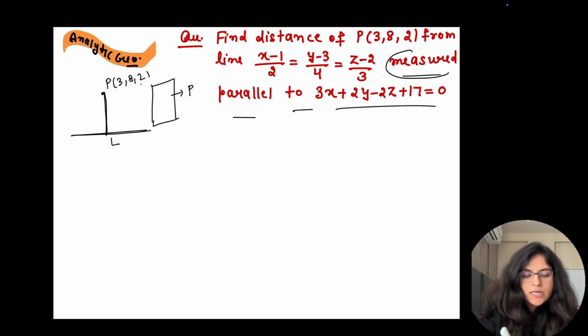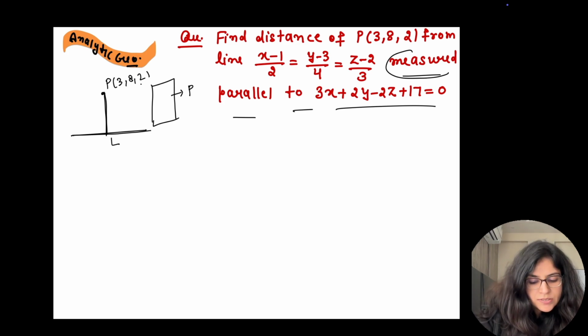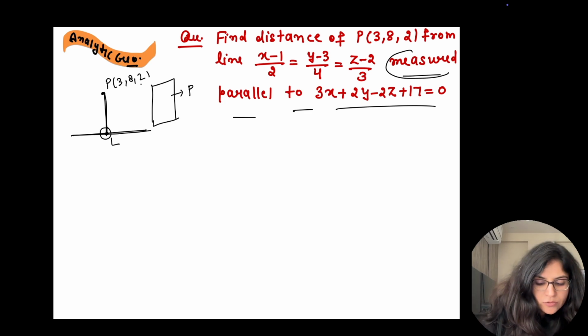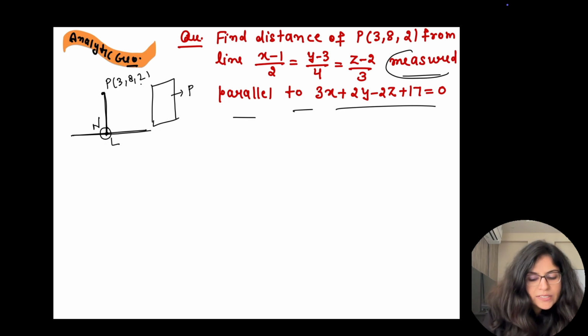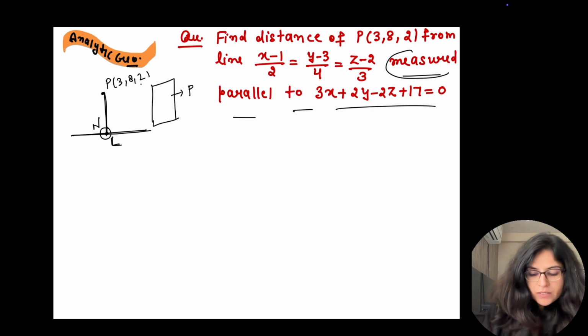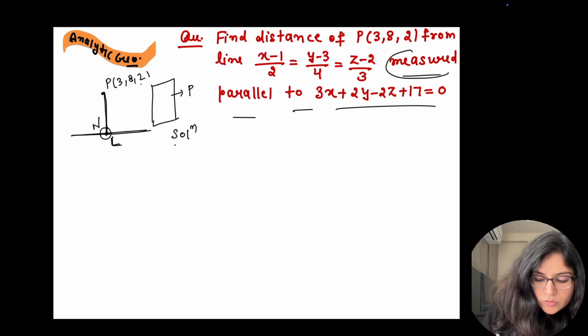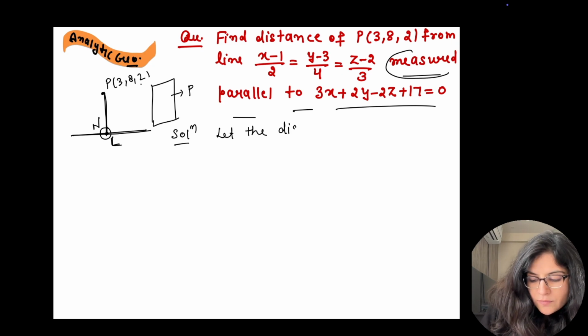अब distance कैसे निकालोगे? In order to find this distance, मुझे ये point find करना ज़रूरी है. This is a point on this line. Let's name it as N. So N is a point on this line, or you can say that N is a point on the line L. So solution. Let that distance be PN. But N तो हमें पता ही नहीं है.